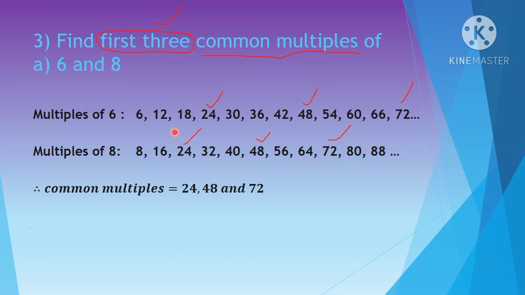Okay, children. So this is your activity. After watching this YouTube class, you want to write multiples of 6, multiples of 8 and find the first 5 common multiples. So now we have found 3. Remaining 2 more multiples you want to find out. Okay, children. Now understood. Now let's see the next problem.